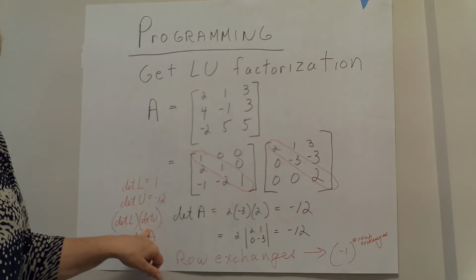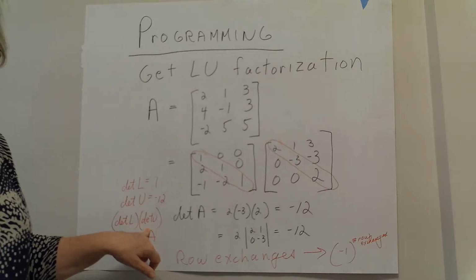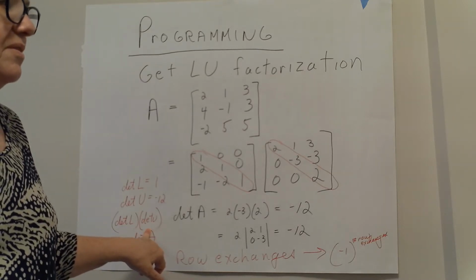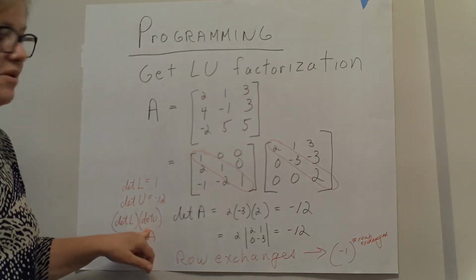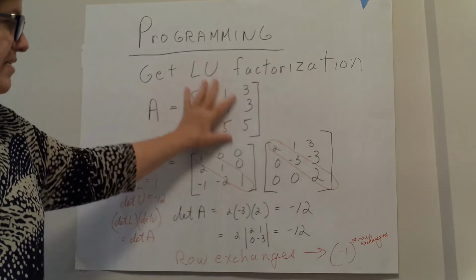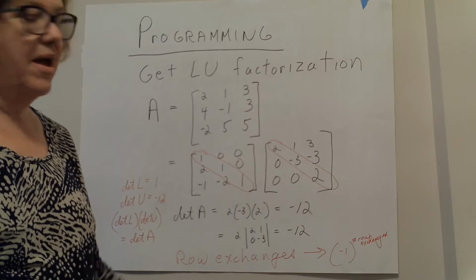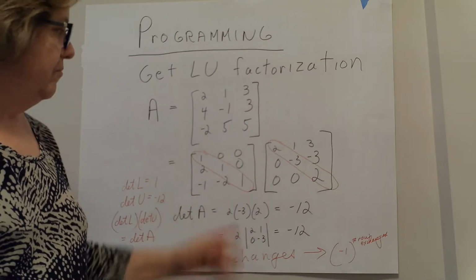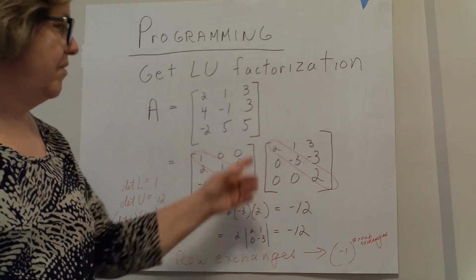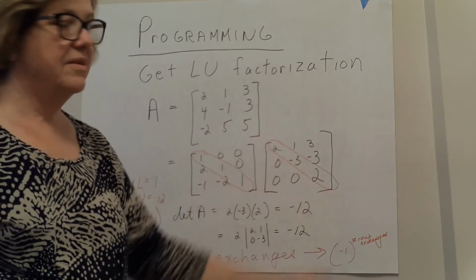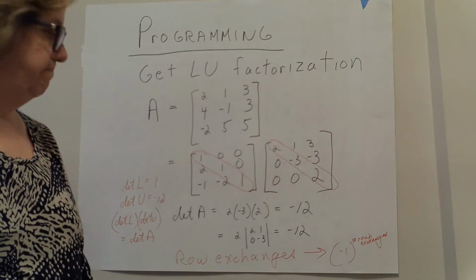Now he proves this for 2 by 2 matrices, but he stays away from n by n matrices, only because it's labor intensive to show this. But this is actually how programmers do it. With an LU factorization, and then all you have to do is take the product of the diagonals in the U matrix.